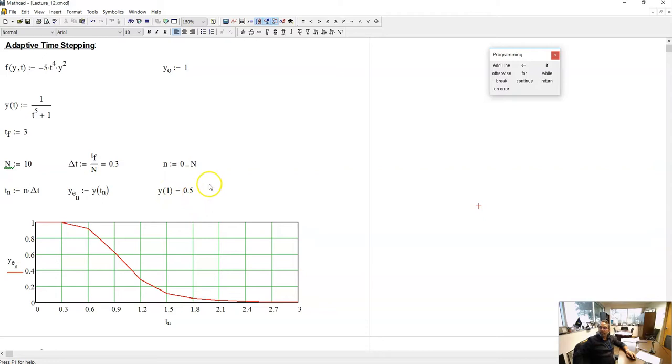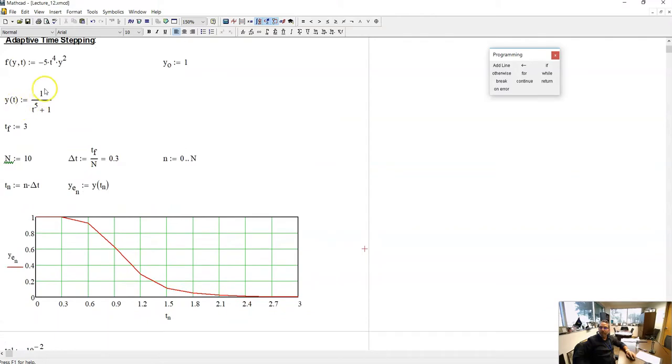I don't know why I did this, but I can delete this. It's not necessary. This is just a way of evaluating this function. So then I plot this function by inserting a graphic and playing with the formatting of that graphic to show the grid lines and the trace and so on. And this is what I get. This is what this function looks like.